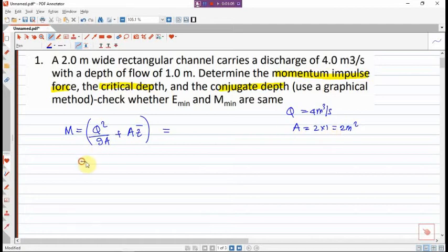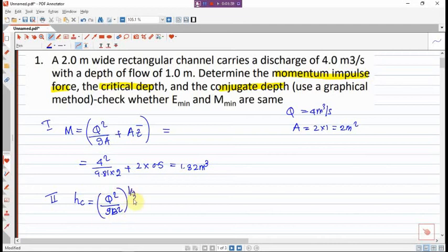So to find the momentum impulse force, 4 squared over 9.81 plus area 2 into 0.5, that is equal to 1.82 meter cube. This is the momentum impulse force for question 1. Question 2 is asking about the critical depth. So the critical depth is equal to, we already know, (q squared upon g b squared) to the power 1/3.